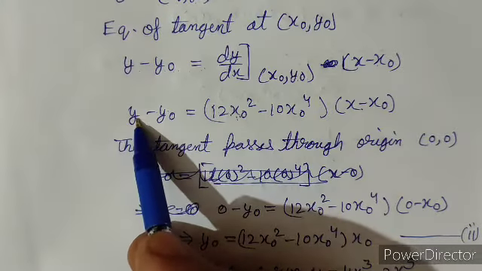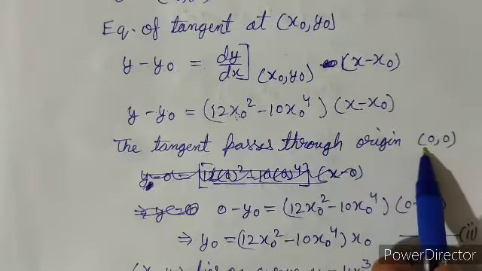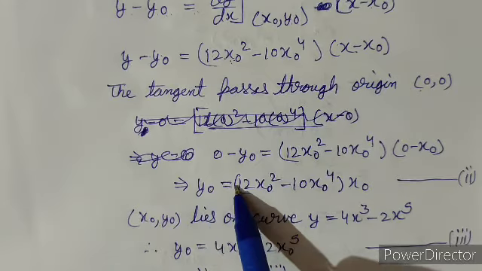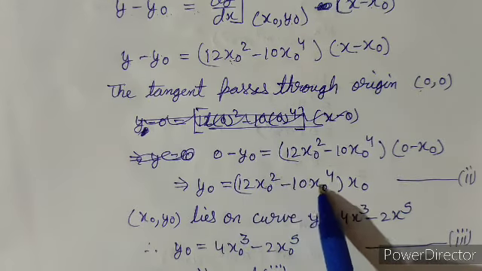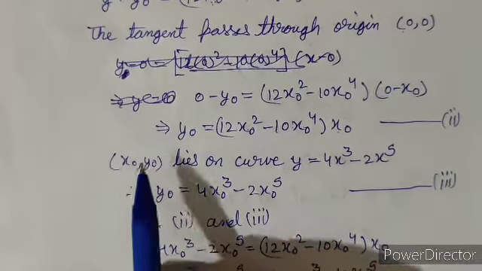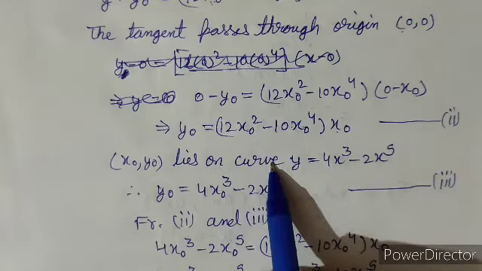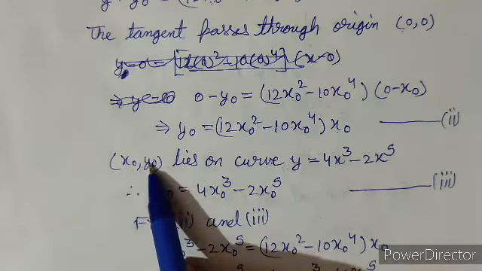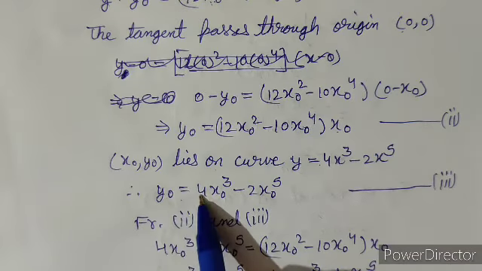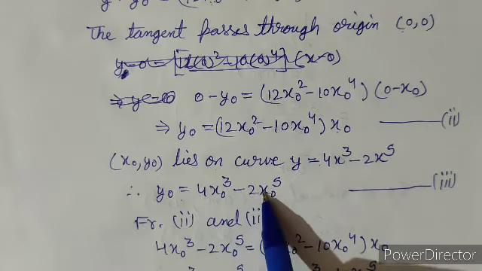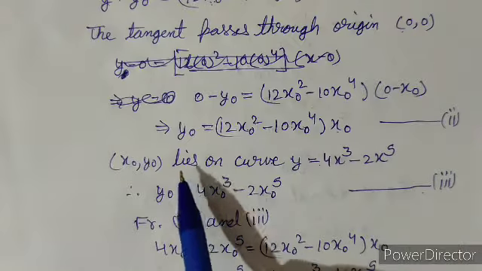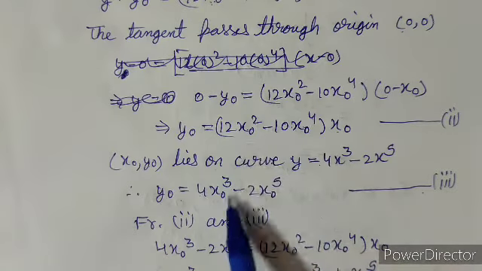So in place of y and x we will put the coordinates of the origin, that are 0, 0. And this will give us y0 equal to 12x0 square minus 10x0 to the power 4 into x0. Now as you know that x0, y0 lies on the curve, so x0, y0 will satisfy the equation of the curve, and that means y0 equal to 4x0 cube minus 2x0 raised to power 5. Now from equations second and third, left hand sides are equal, so right hand sides will be equal.